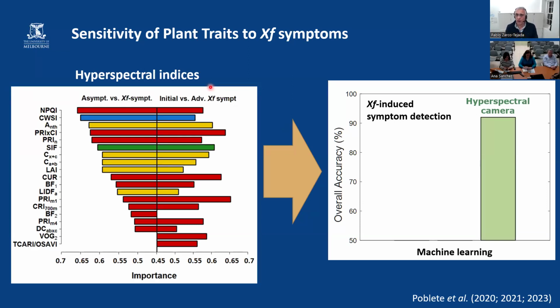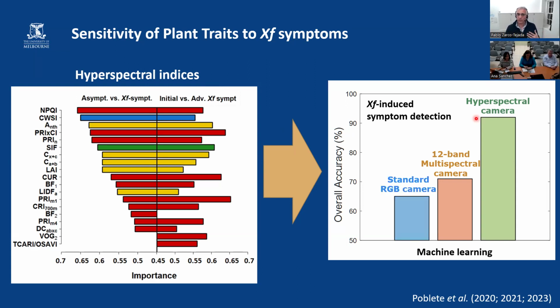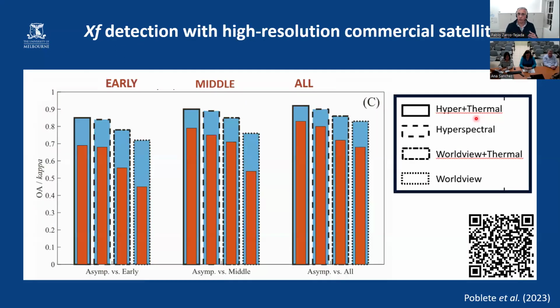So with hyperspectral cameras, we can go in general, both in Verticillium and Xylella, we get more than 90% overall accuracies. But if we go to, for example, 12-band multispectral cameras, we go down to 70. And if we go to RGB cameras, then we go very low, not only lower overall accuracy, but very, very low kappa coefficients.